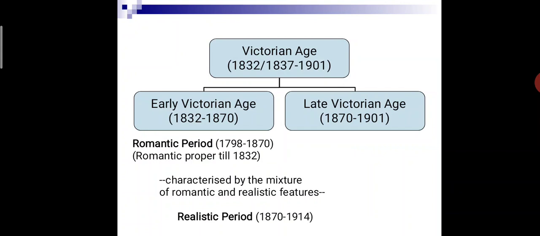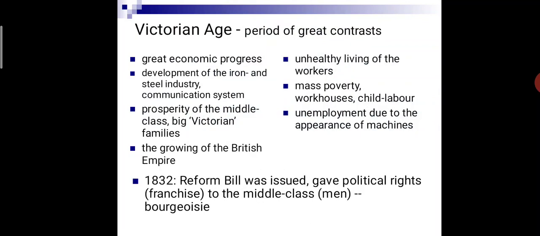Early Victorian Age, that is 1832 to 1870, and late Victorian Age, that is 1870 to 1901. Romantic period, 1798 to 1870. Romantic proper till 1832, characterized by a mixture of romantic and realistic features. Realistic period, 1870 to 1914. The period of great contrast.